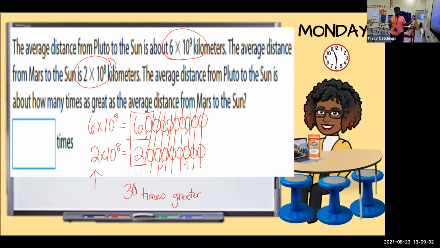So write them out like we normally would with the zeros behind. Cross out all those zeros that they have in common. And then what we're left with will pretty much be what we use to determine the comparisons.